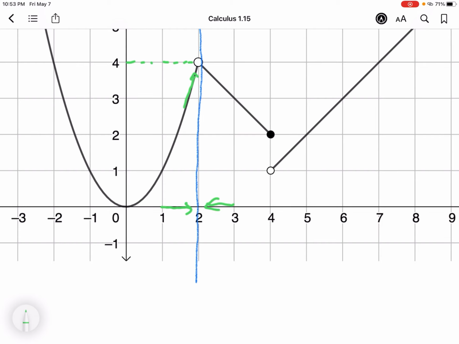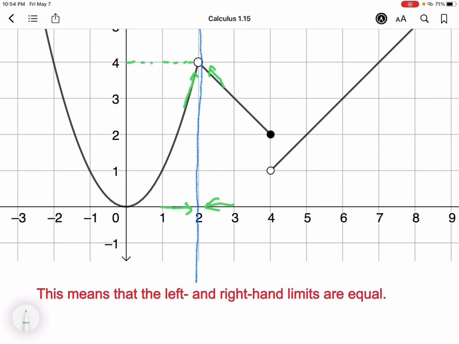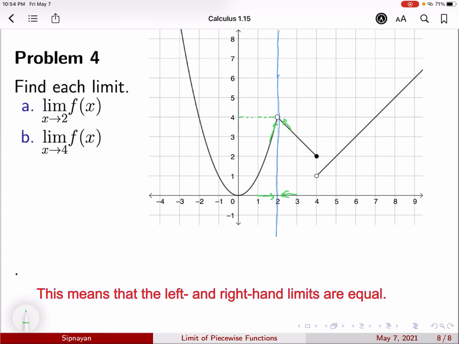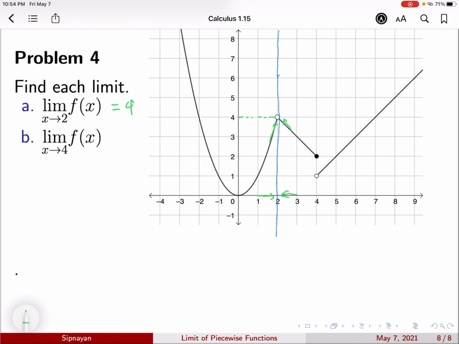Paano pag from the right? So, galing siya dito, ang ina-approach niya dito ay, anong value ang ina-approach? Anong y value? Anong function value? Still 4, no? So, parehong 4 yung from the left and from the right. So, this is equal to 4. What about the limit of f of x as x approaches 4? Saan naman yung x equals 4?